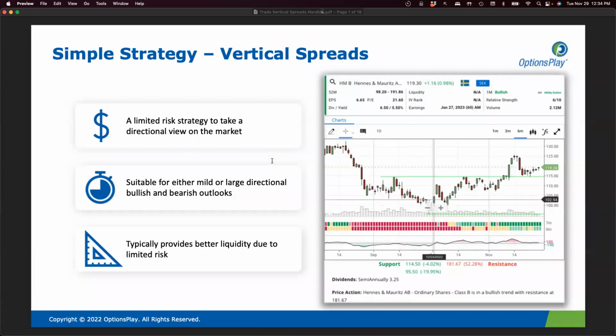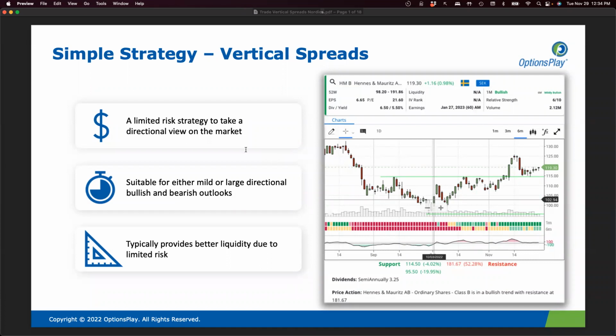So let's start by introducing what vertical spreads are. Now, we're not going to dive into vertical spreads just yet. I want to talk about it from a conceptual or academic perspective first, and give you a better understanding as to why we're even talking about vertical spreads.